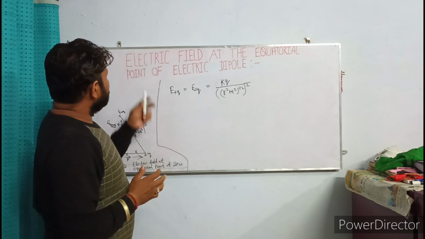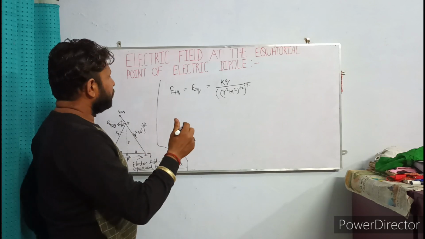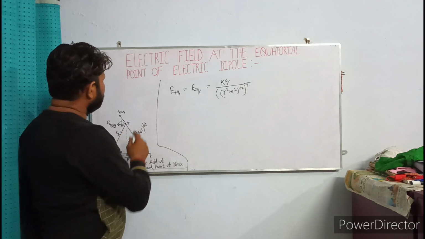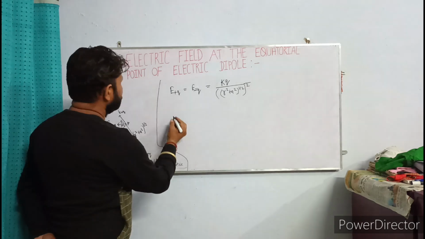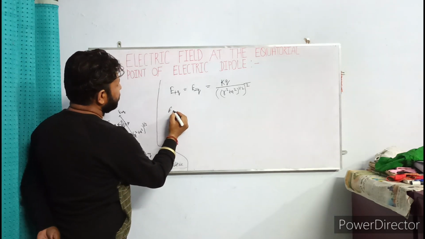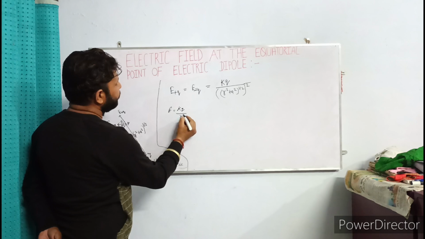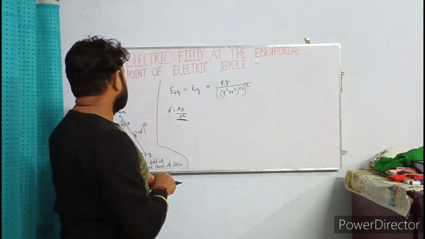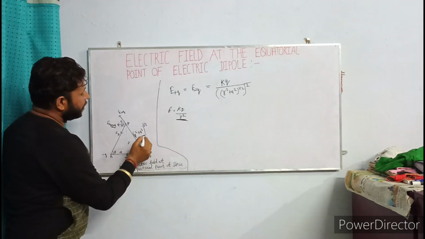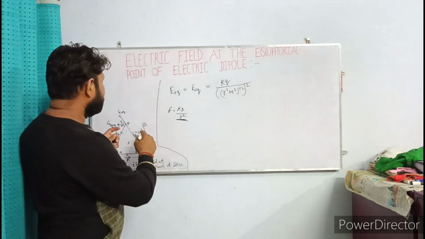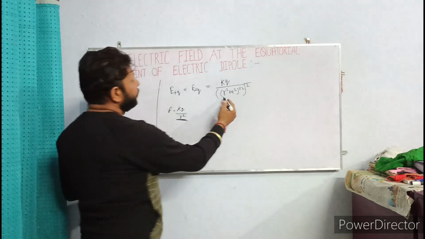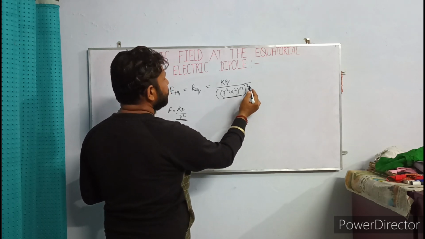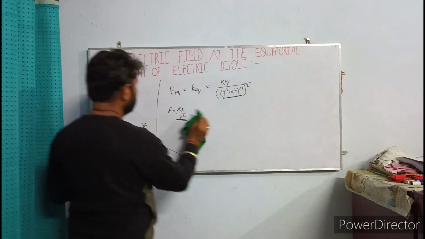Students, in this video I have made some mistake. As we know, it is the distance (r square plus a square) power 1 by 2. It is only distance, and we already know that electric field is equal to kq upon r square, which means we have to take the square of the distance. If the distance is (r square plus a square) power 1 by 2, then we have to take the square of this. Okay, students?